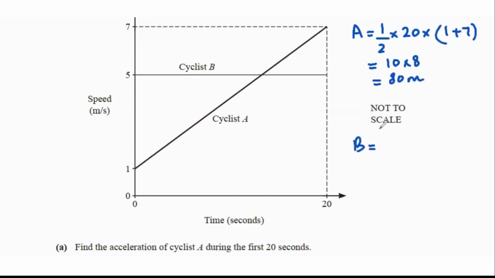For cyclist B, it's a rectangle. Basically, this is cyclist B.